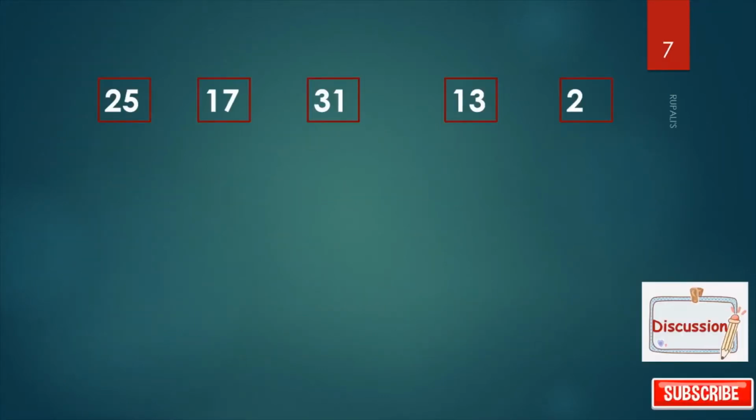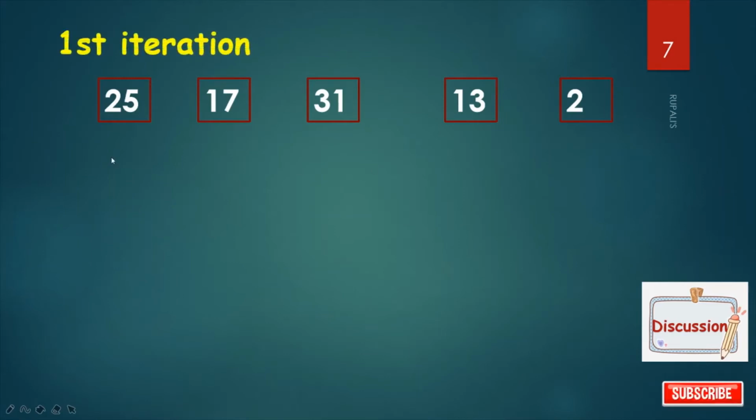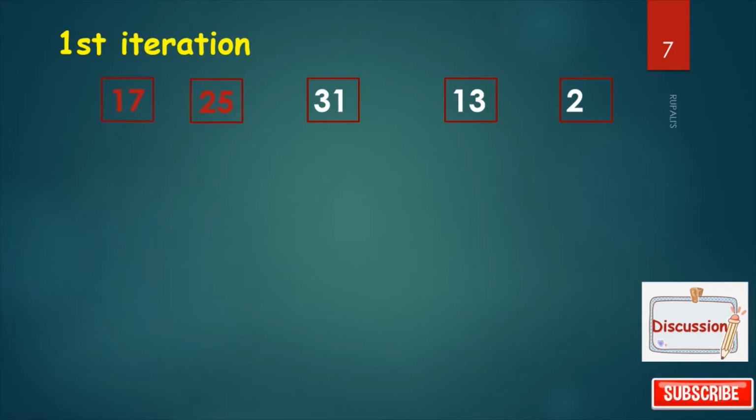So, in our linked list, there are 5 nodes. Here, I am just representing the info portion of each node because I want to discuss the logic for bubble sort. So in the first iteration, first you have to compare the first node info with the second node info, 25 with 17. Is 25 greater than 17? Yes, so swap.